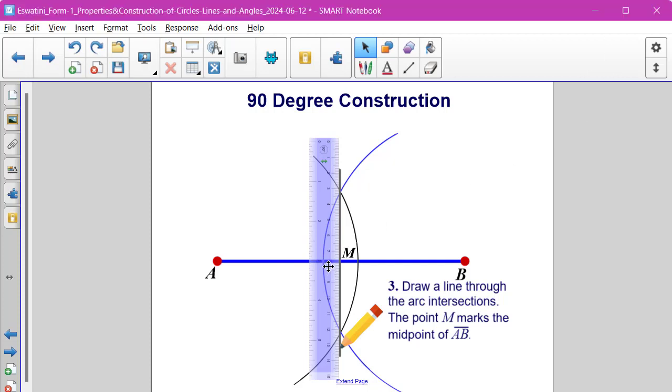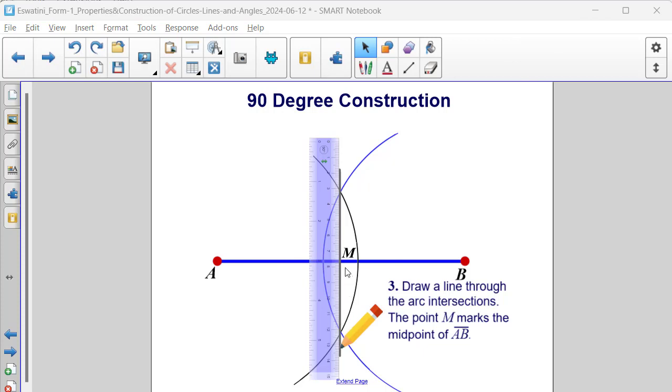We're also going to label the intersection points of our 2 line segments, so the one going vertical and the other going horizontal, as point M. It is the midpoint of segment AB, and this line segment that we just drew is perpendicular to line segment AB.